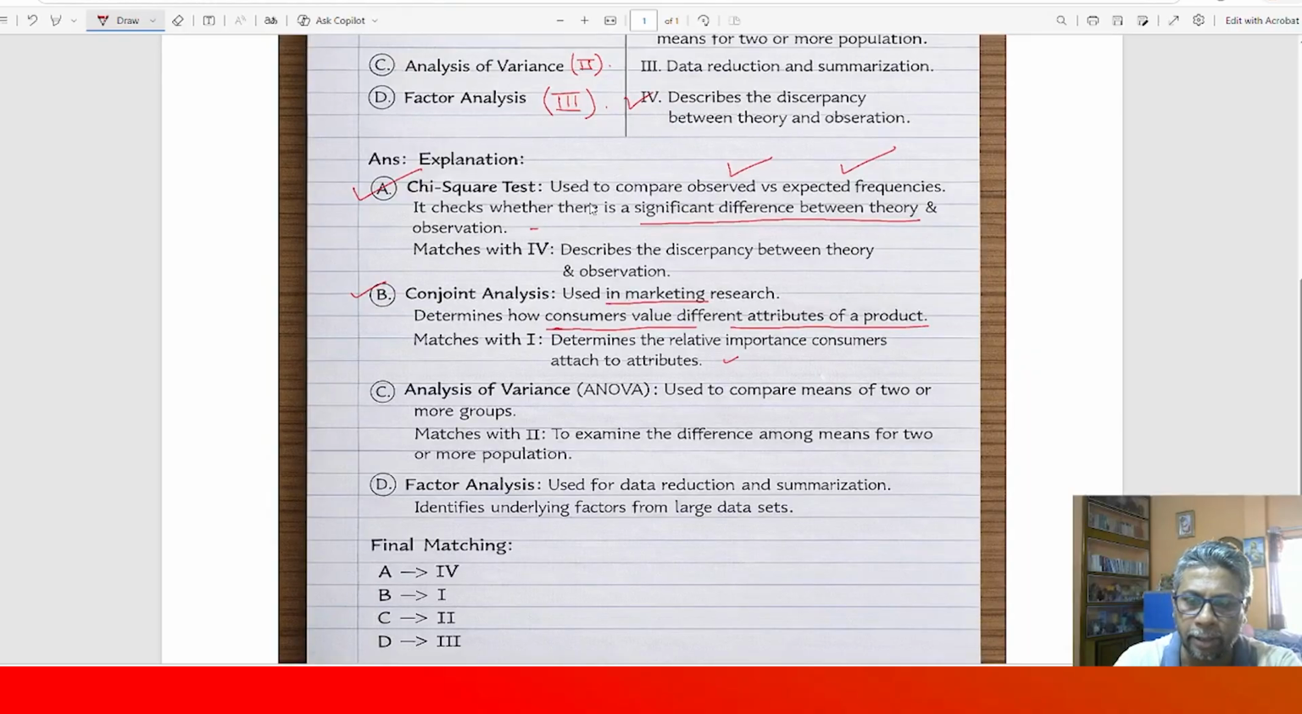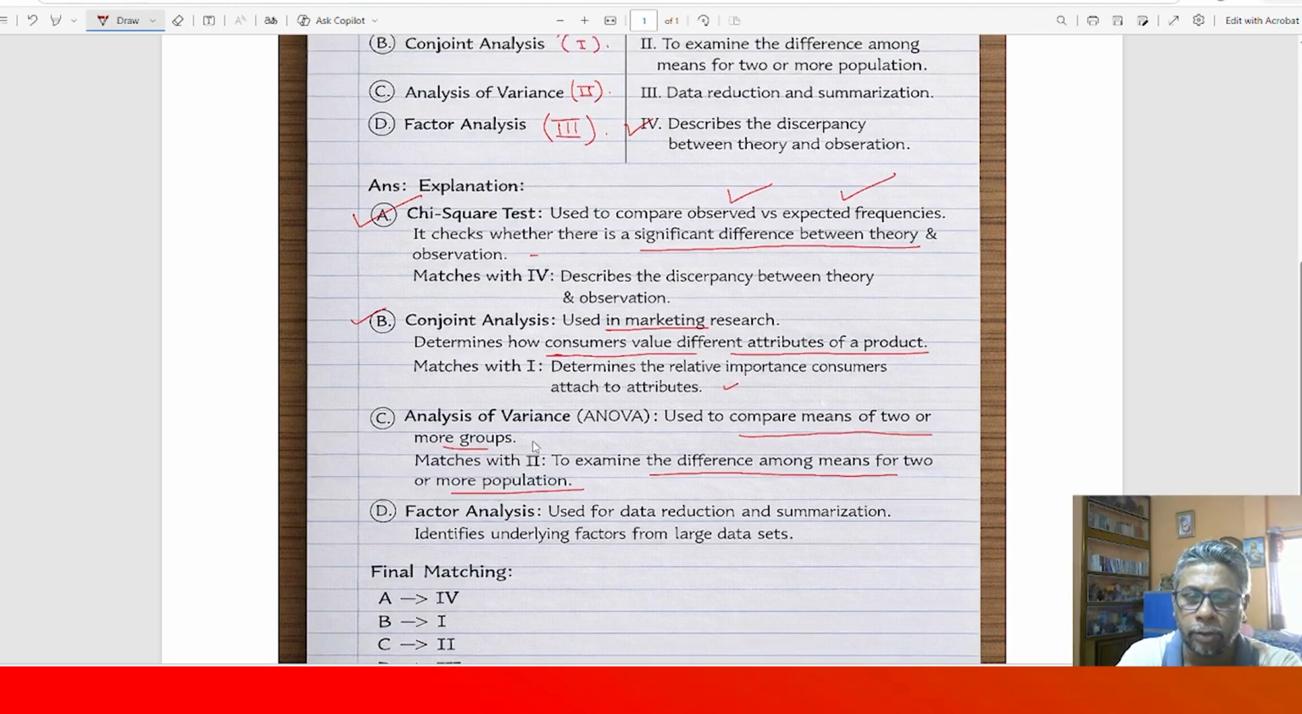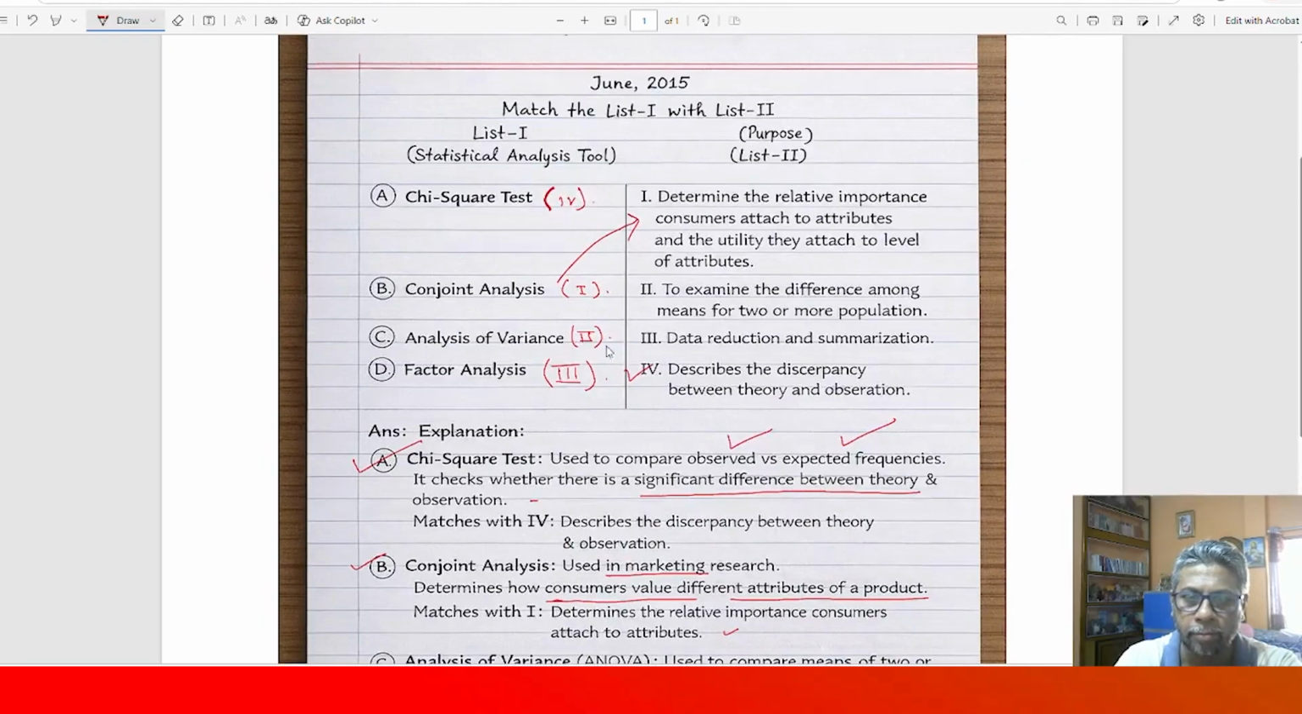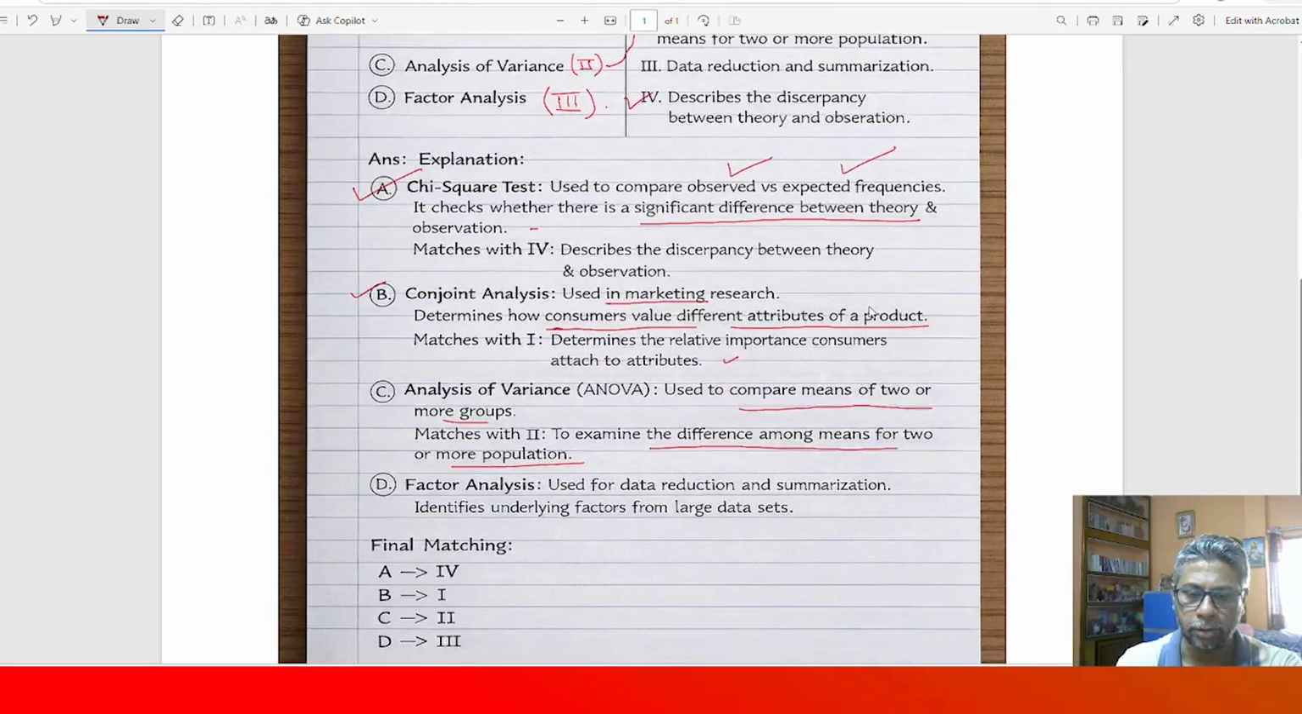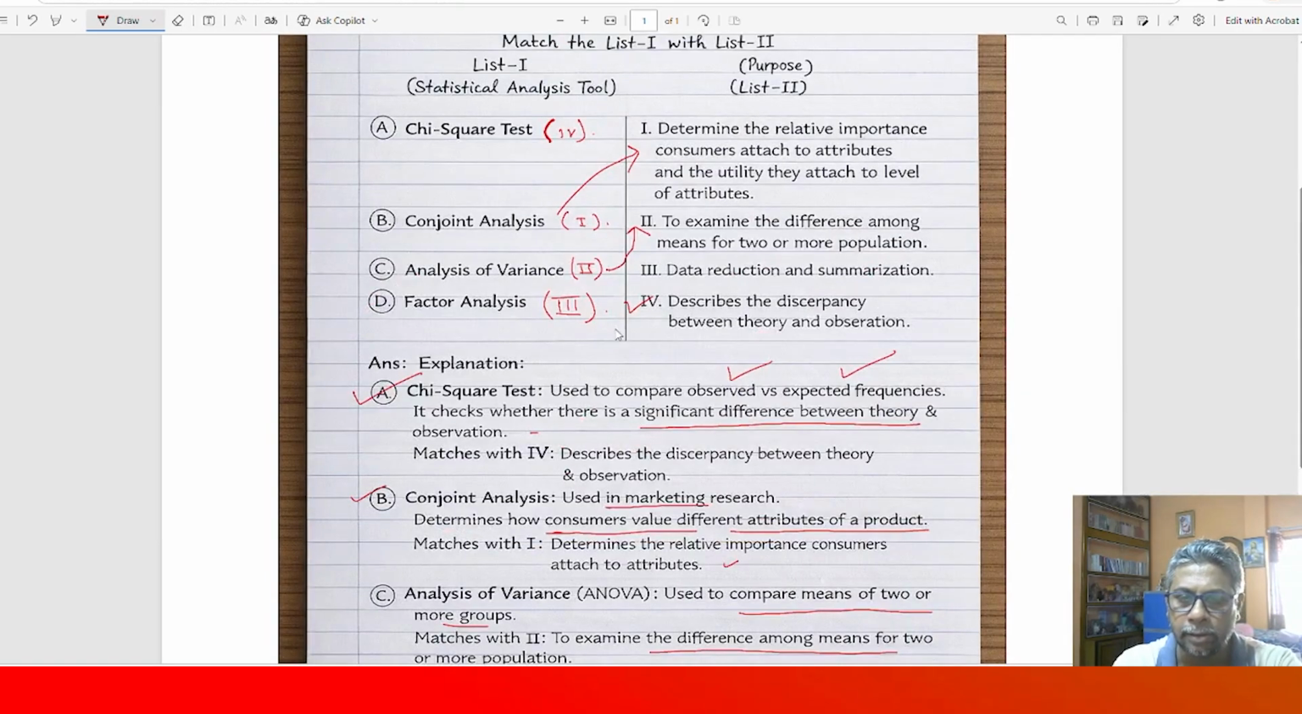Next, analysis of variance is used to compare the means of two or more populations. To examine the difference among the means of two or more populations, we use analysis of variance. Next, factor analysis is for data reduction and summarization. So this is the correct option.